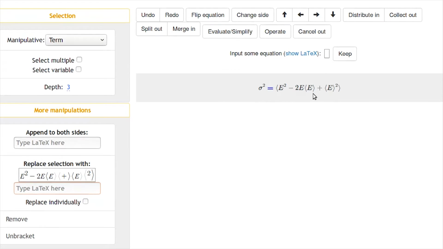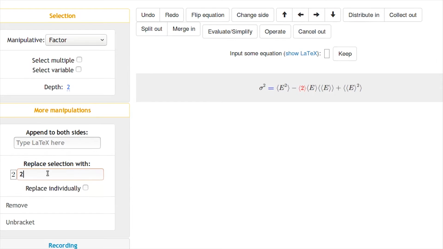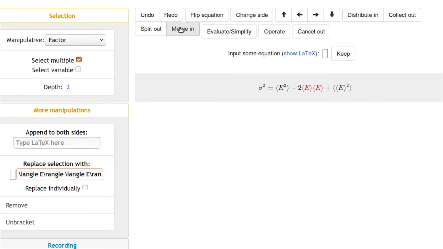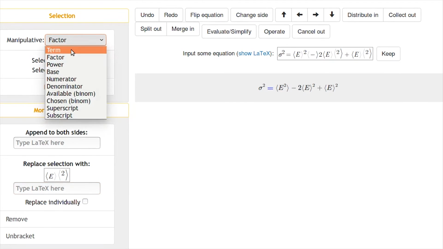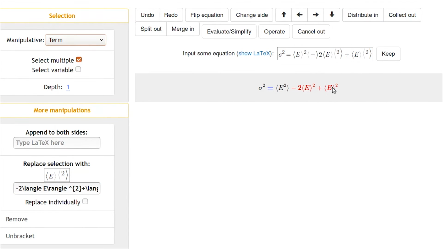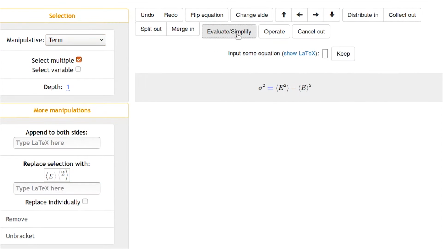Using linearity of expectation, we can push the angle brackets over the sum as follows. Noting that the expected value of E is a constant with respect to the distribution of velocities, we can remove the redundant angle brackets, and we can merge these two factors together. These two terms can be summed together, giving minus the expected value of E squared.